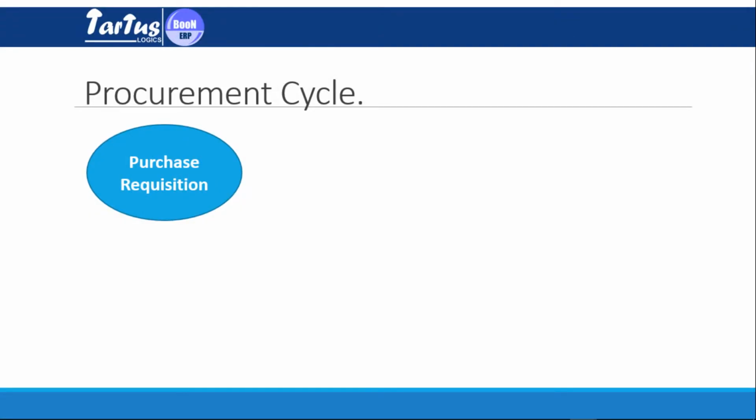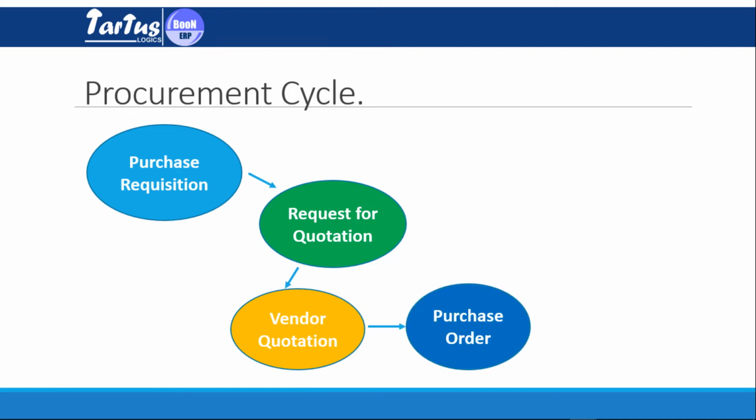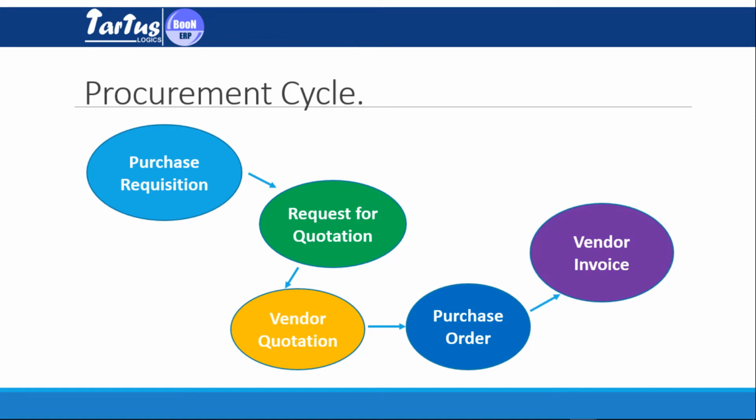In Boon application, vendor invoice booking is a part of purchase management which involves a procurement cycle. This is a multi-step process starting from purchase requisition, request for quote, vendor quotations, purchase agreement or purchase order, purchase order to vendor invoice. In this demo, our motive is to discuss vendor invoice and payment. The above process can be discussed in detail later.